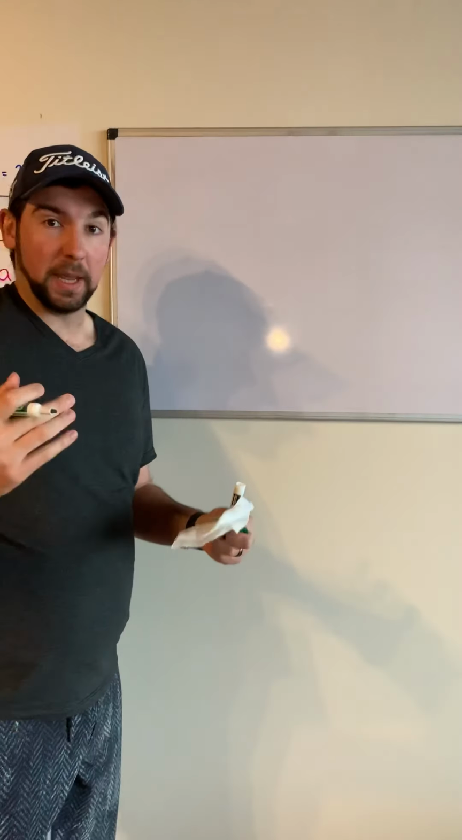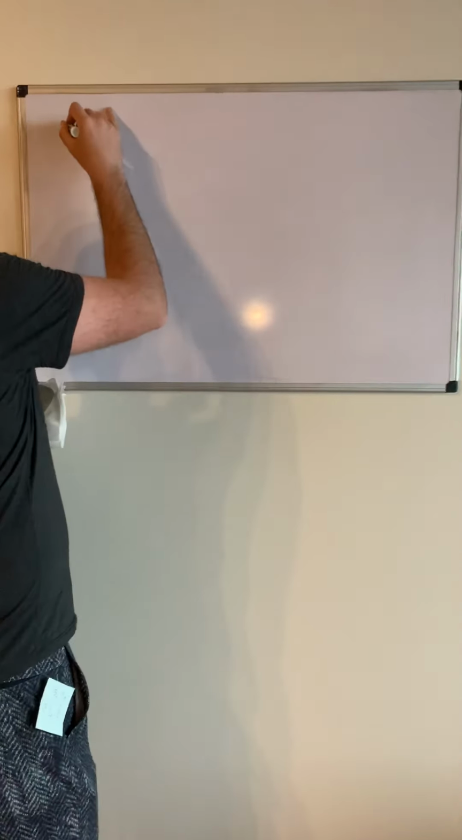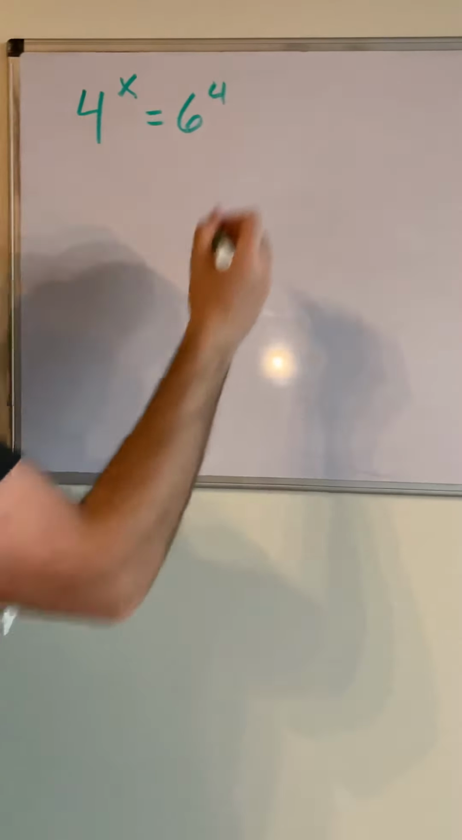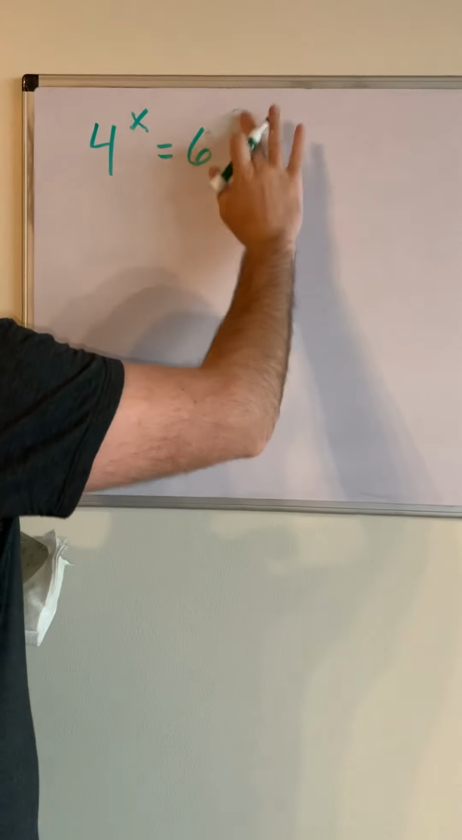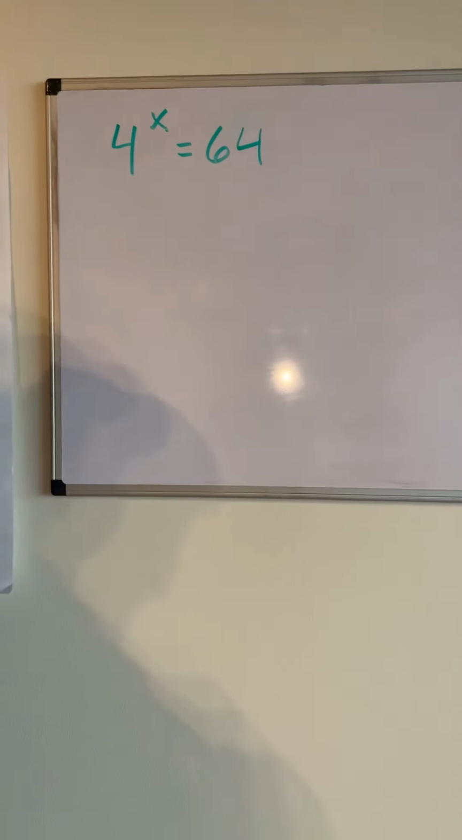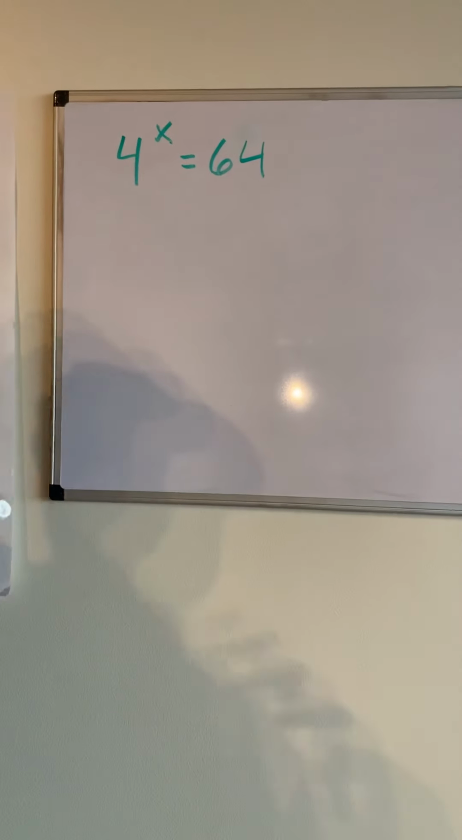And this is how you get bases to be the same and things like that. So the first thing I got is just this problem, 4 to the x equals 64. So I have 4 to the x equals 64. So 4 to what power is 64?